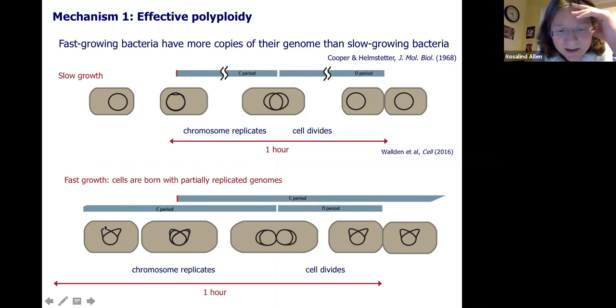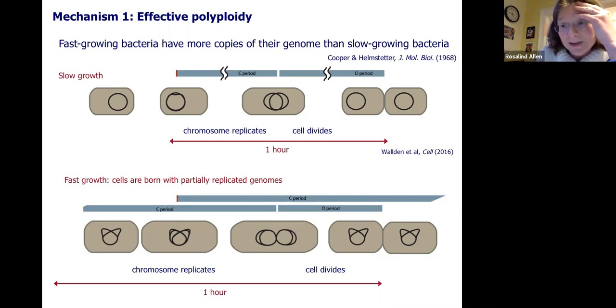So a newborn cell is born with its DNA already partially copied, as you see here. And then during its growth, it starts initiating new rounds of replication before it's finished the old one. And the effect of that is that you can have more than 2 copies of a particular part of the DNA. You can have 4 copies, or 8 copies, or even 16 copies.